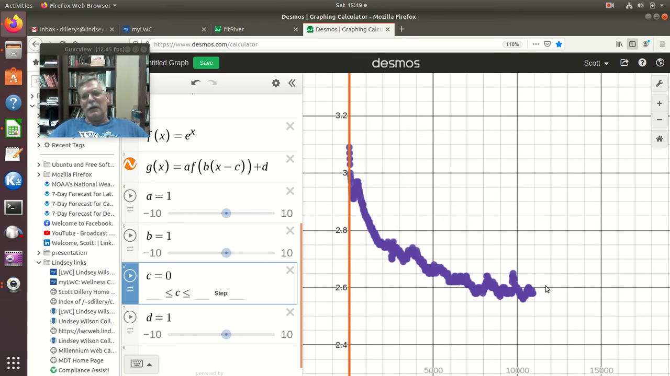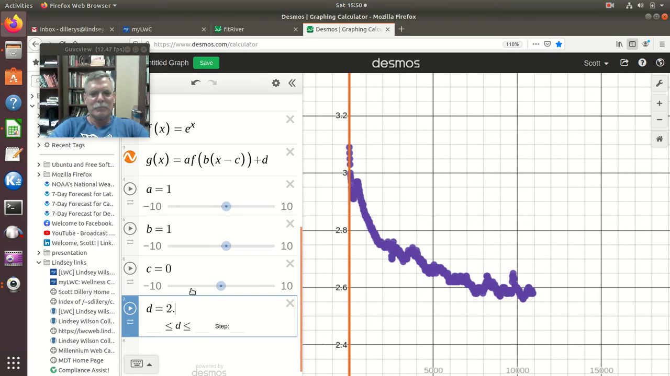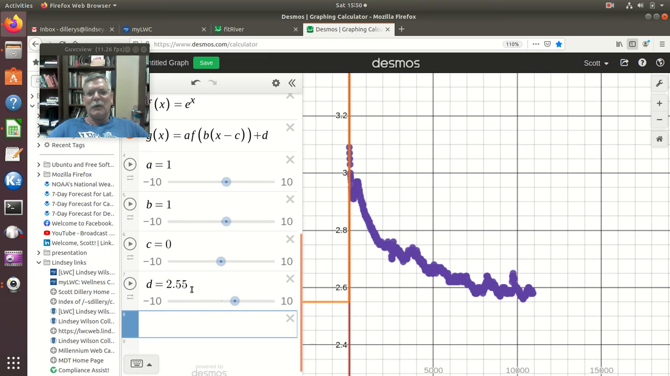Now, quickly, I can see that d, which is how much I need to raise it up for a horizontal asymptote, because usually e to the x, if it's decreasing like this, has a horizontal asymptote at 0, and so this is like 2, there's 2.4, 2.6, 2.5, 2.55. Yeah, I'm going to try a horizontal asymptote of 2.55. Okay, so I'm going to do that.